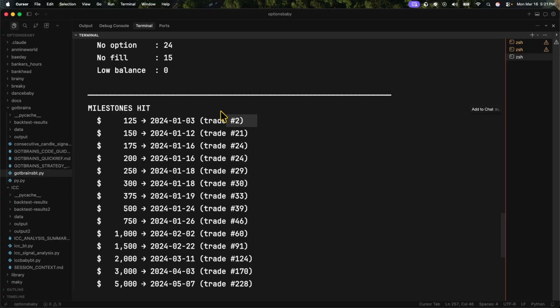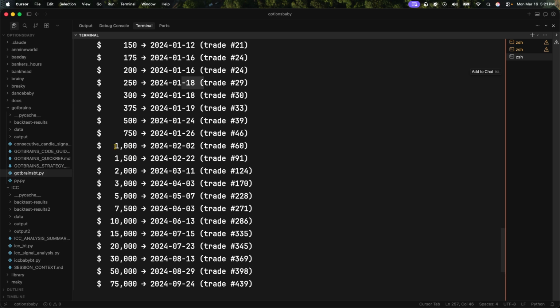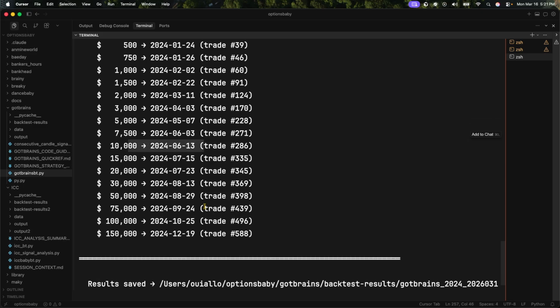It took 2 days in order for the strategy to go from $125 to 250, 29 trades at the 18th, and then to get to $1,000. Just by February, the strategy was at $1,000, fam. And then by July, it was at 10K. And then by October, it's at 100K.